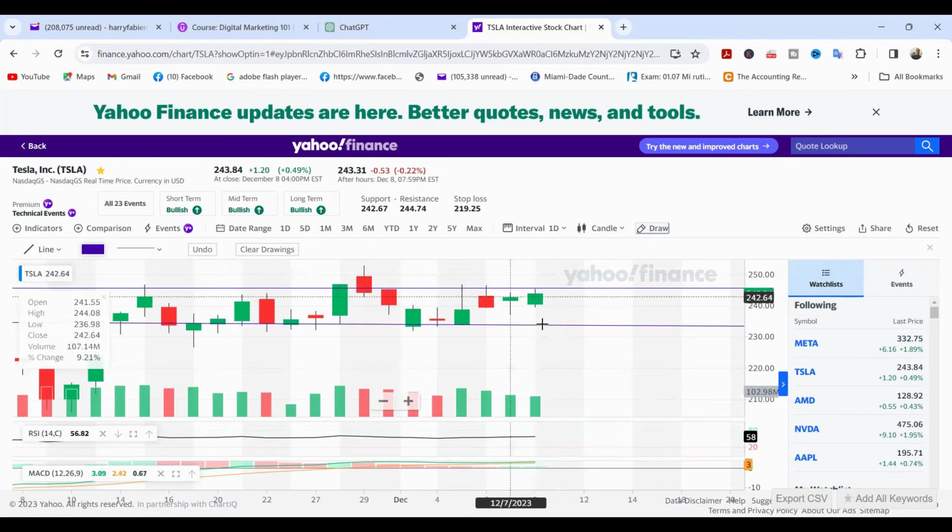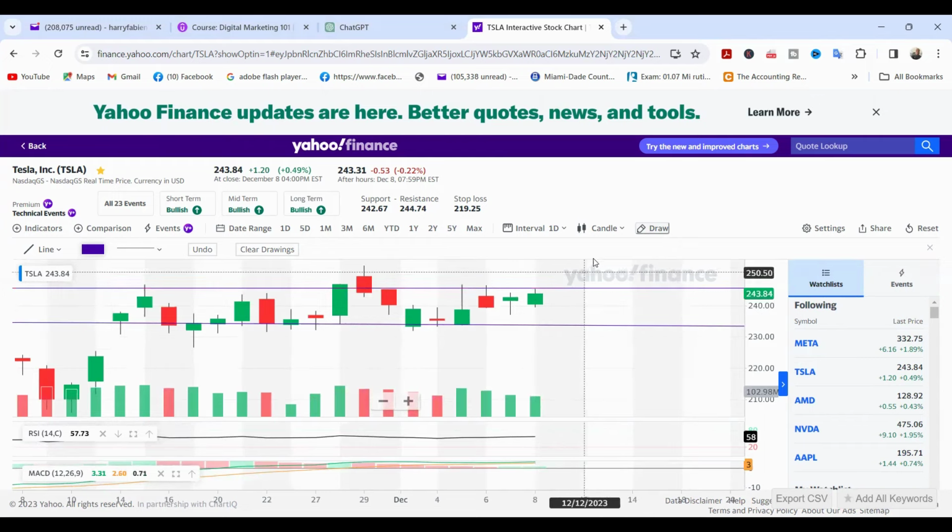That means Tesla has a chance to come back a little bit down, because as you can see, this candle closed below the line. If it had closed above the line, it would have a chance to move higher. Since it closed below this resistance line, it has a chance to go back down. So we never know, but let's see what's going to happen.